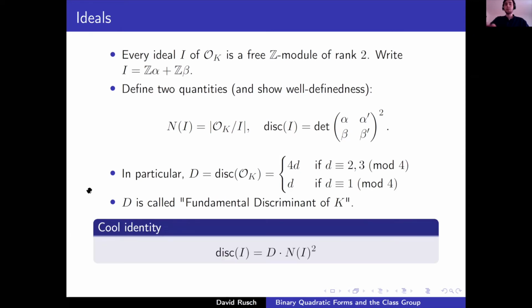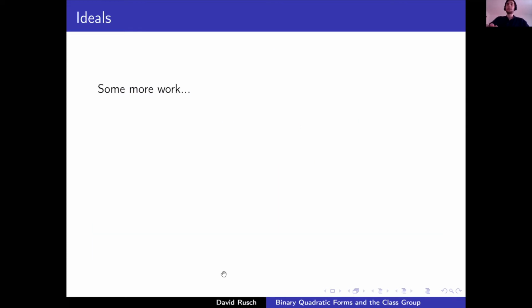And what we can do is some linear algebra to derive the following identity here that relates the discriminant and the norm of an ideal. And also this fundamental discriminant appears. Okay. So then after doing some more work, we can derive some quite useful properties of the ideal norm.